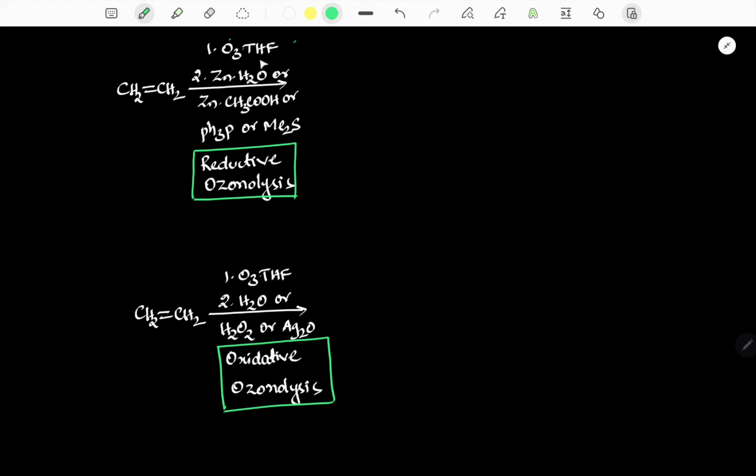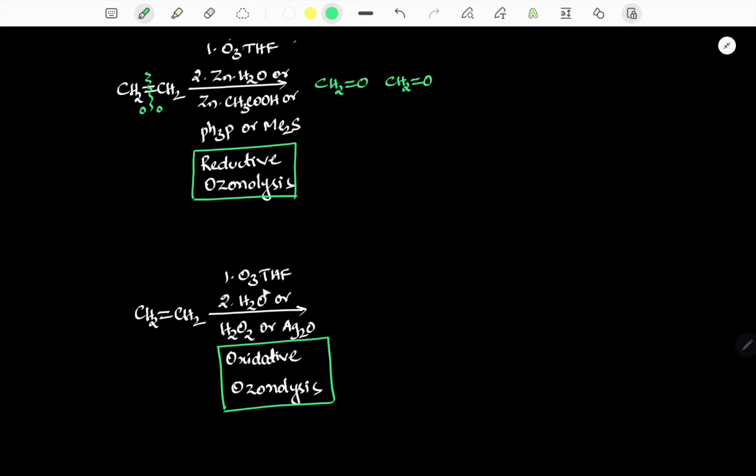When ethene is treated with ozone followed by zinc/H2O, zinc/acetic acid, triphenylphosphine, or dimethyl sulfide, it is known as reductive ozonolysis. In reductive ozonolysis, we have to break the double bond and add oxygen. Therefore, the corresponding product is CH2=O, CH2=O.